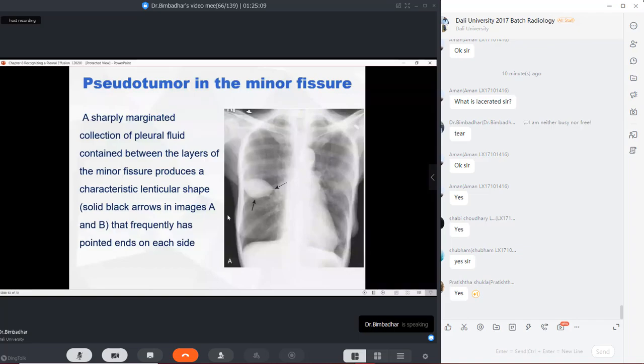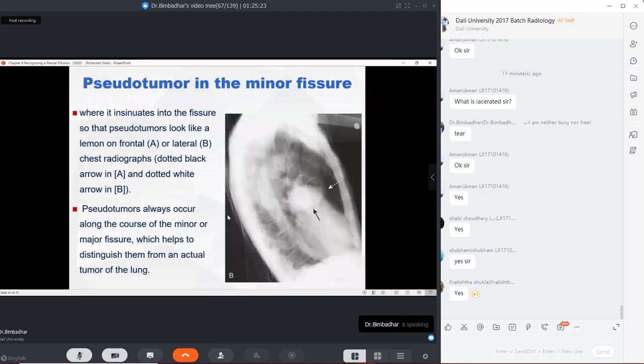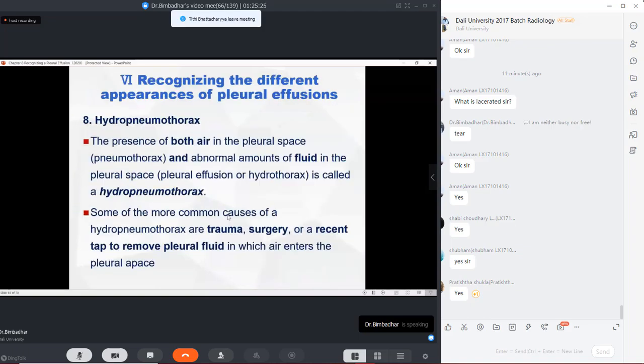The loss of a tumoral density can be achieved by changing the position of the patient or treating the underlying cause of the condition that is causing the pseudotumor. Best example is congestive heart failure. Okay. Next, the last one, very simple.